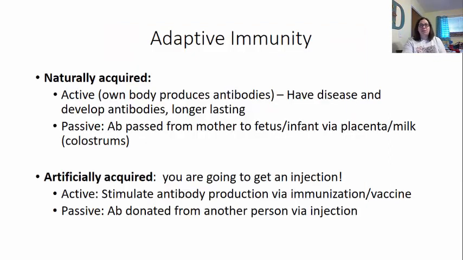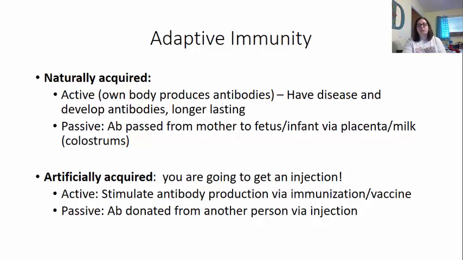Now, your adaptive immunity can be gained in two ways. It could be naturally acquired or it could be artificially acquired. When we look at naturally acquired, this could be through an active natural system. This is where your own body produces your antibodies because you're actively making the antibodies, and this is where you've actually had the disease, and because of that you've developed antibodies, and it's a longer lasting protection because you've also produced memory cells.